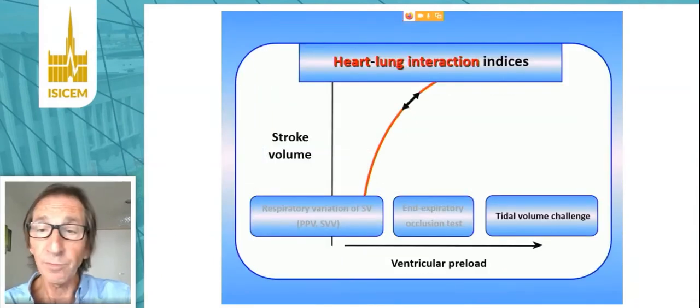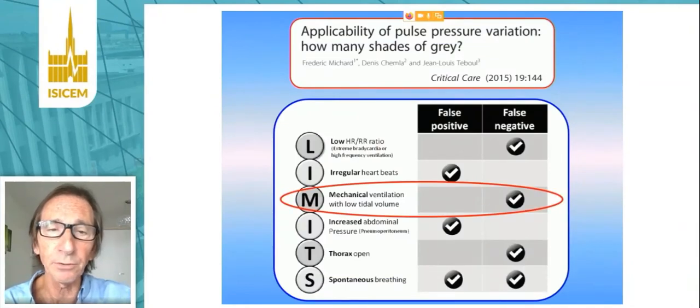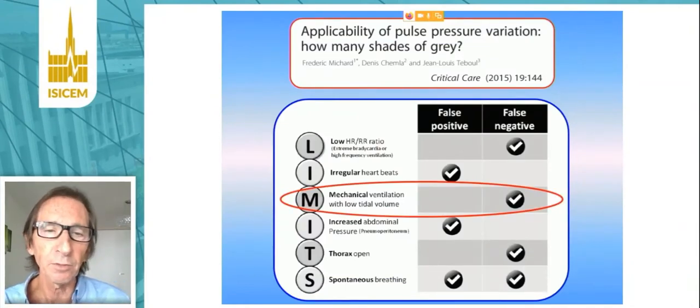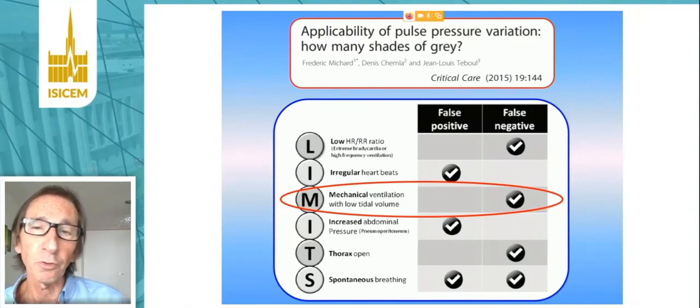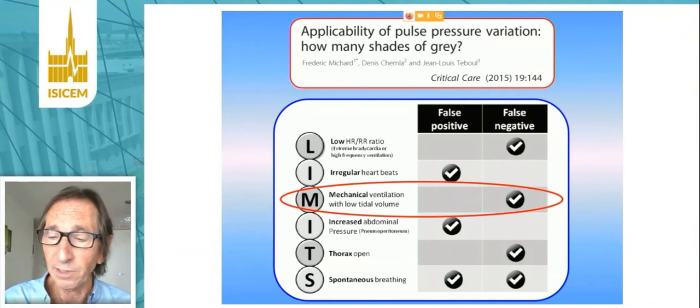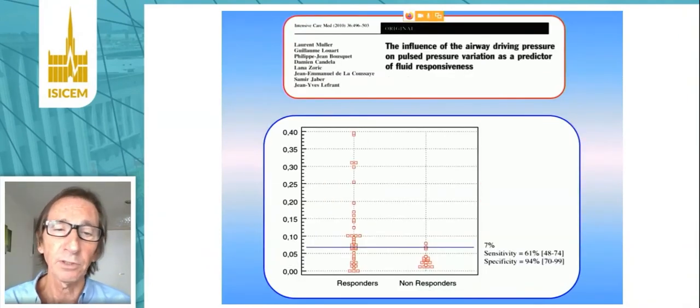What about tidal volume challenge? It is another test to predict responsiveness. As you know, pulse pressure variation cannot be used in patients with low tidal volume, essentially because of the presence of false negatives. And this is well confirmed in this study by Laurent Muller and co-workers.